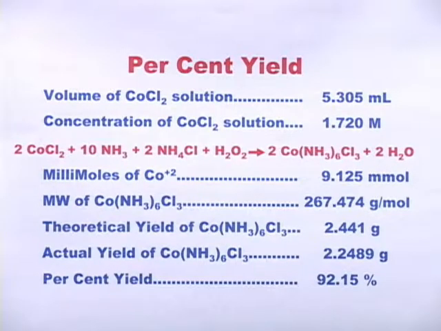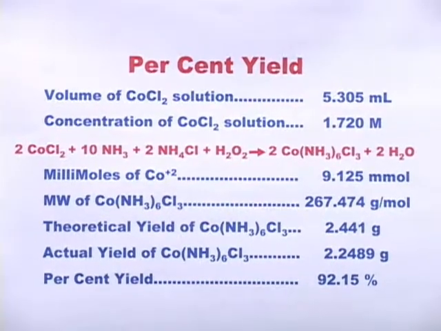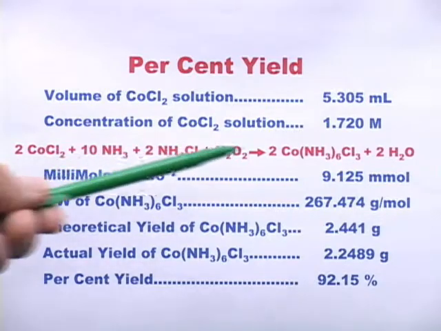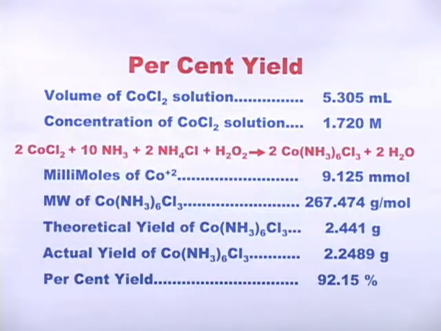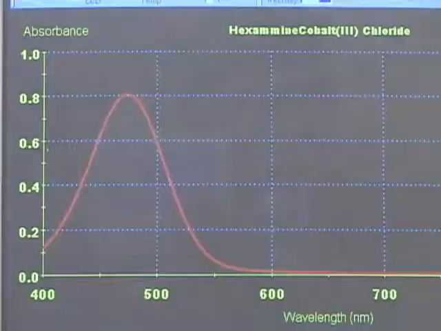Although this is not a quantitative experiment, you're expected to get a reasonably good yield and a product free from impurities such as charcoal or lint. Here are the calculations for percent yield based on our limiting reagent. Remember, 1 cobalt chloride produces one of the cobalt-3 complexes.